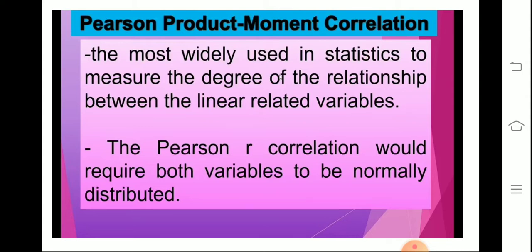The Pearson product moment correlation is the most widely used in statistics to measure the degree of the relationship between linearly related variables. The Pearson correlation requires both variables to be normally distributed.